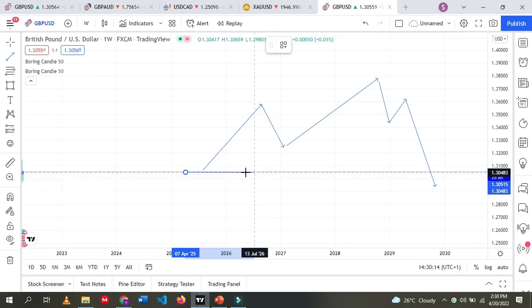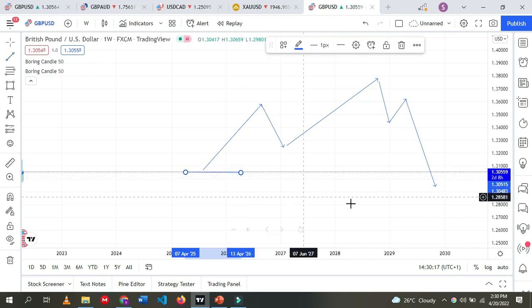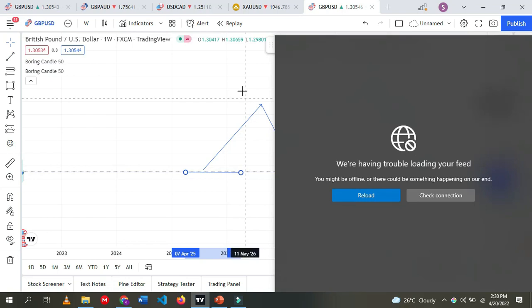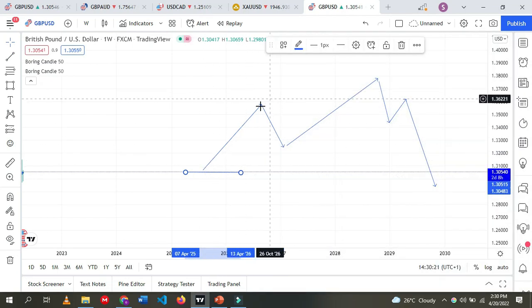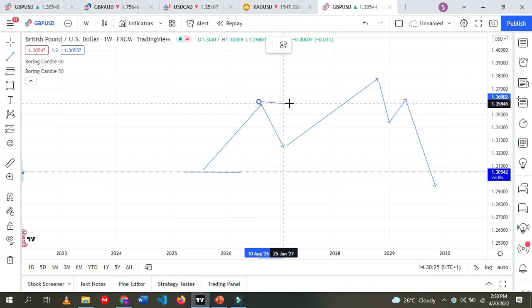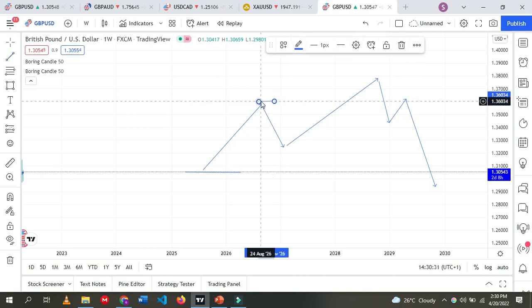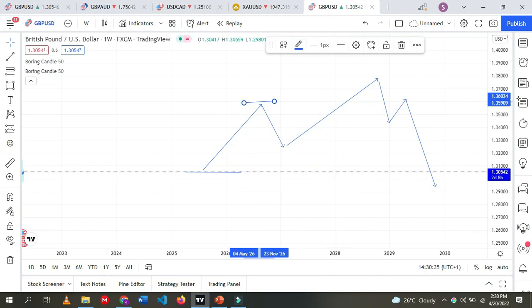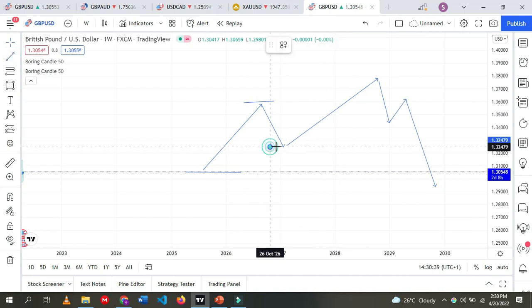Here we have a support. Price moved from this support to form, but couldn't break this resistance level. Couldn't break this resistance level here. So it came down to form another support.